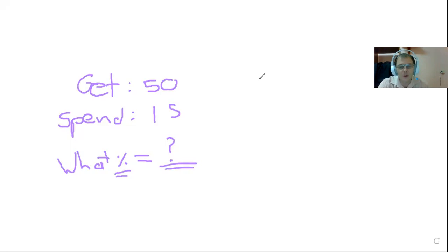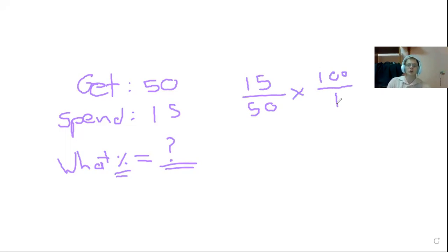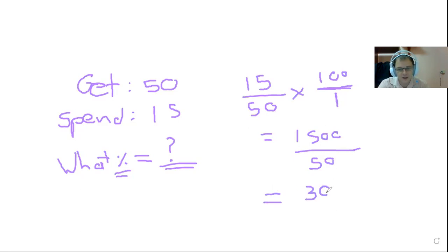So firstly, we always know we can calculate a percentage by taking what he spends, divide by 50, multiply by 100 over 1. Why? Because percentage always has 100 there. Remember, always work with 100 when we work with a percentage. I'll show you why now. So 15 times 100 equals 1,500. Divide by 50 equals 30%.